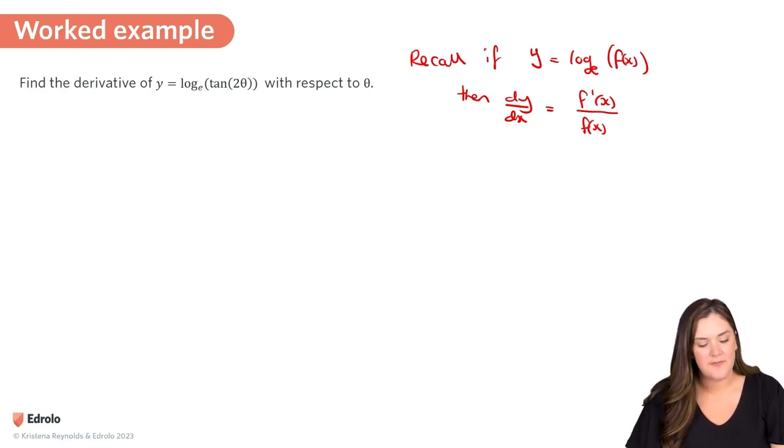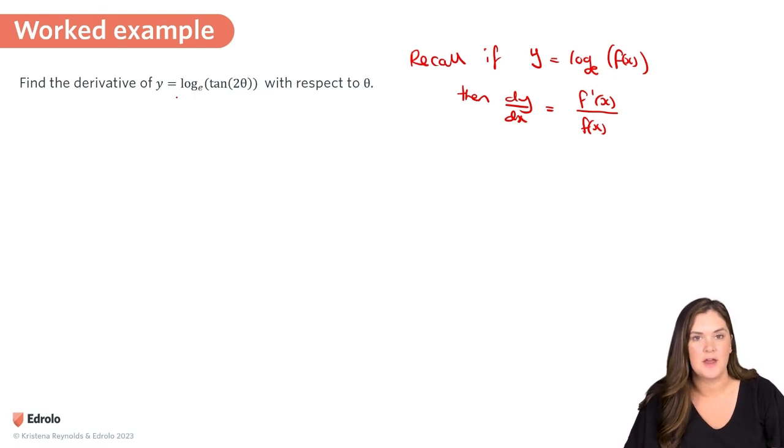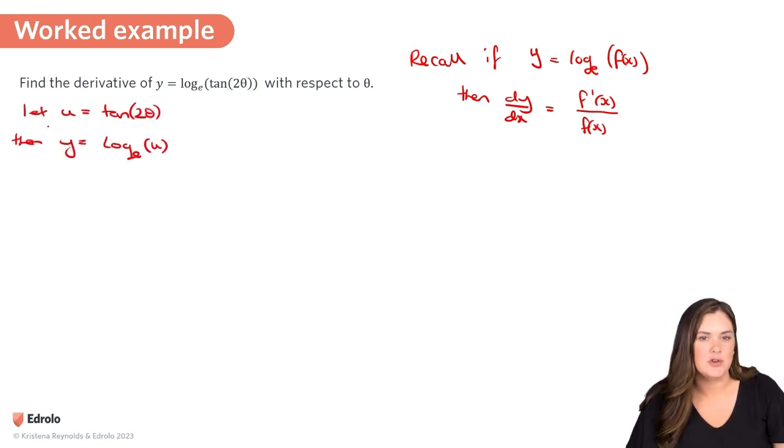Another tricky one for you. So we have: find the derivative of y equals log e of tan 2 theta. Before we start, I just want to remind you that if we have a log function, so y equals log e of f of x, then the derivative of that is just the derivative of f of x divided by f of x. So we're going to use that to help us with this problem. Firstly, I'm going to let u equal what's on the inside here. So u is going to be tan 2 theta, and then I'm going to rewrite y in terms of u. So I have y equals log e of u.